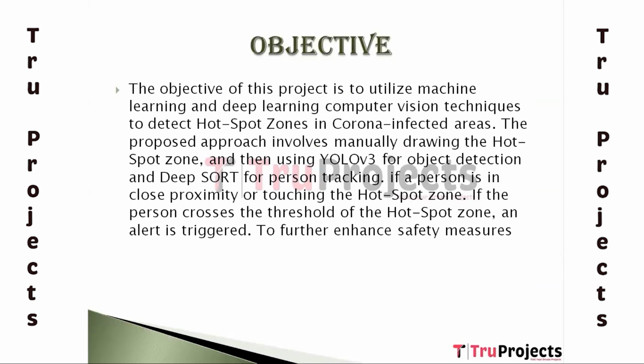Objective. The objective of this project is to utilize machine learning and deep learning computer vision techniques to detect hotspot zones in corona affected areas. The proposed approach involves manually drawing the hotspot zone and then using YOLO V3 for object detection and Deep SORT for person tracking. By applying template matching and distance calculation, the system checks if a person is in close proximity or touching the hotspot zone. If the person crosses the threshold of the hotspot zone, an alert is triggered. To further enhance the safety measures, the extension aims to include distance detection between two persons, ensuring sufficient distancing and face mask compliance, with alerts sent to the authorities when necessary.